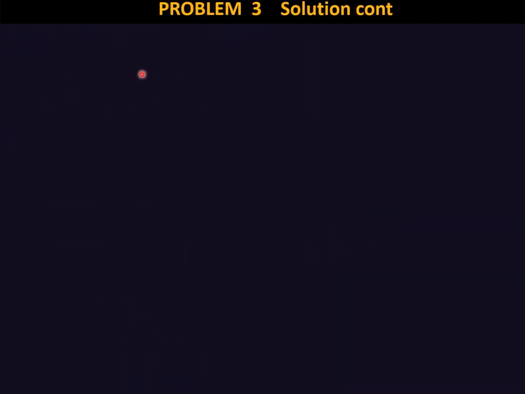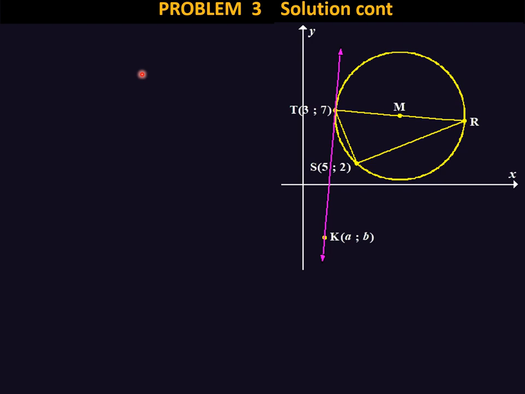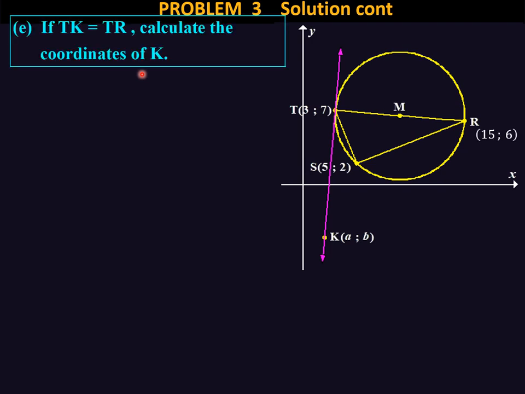Now let's look at the last question of this problem. There we have our diagram again. 15 and 6, and TK, this is now something given, TK's length is equal to TR's length, right? That means the lengths are equal. So I've got T's coordinate, I've got K's coordinate, and R's coordinate. That should be quite easy. The only thing is, I know B, but I don't know, I know the relationship between A and B.